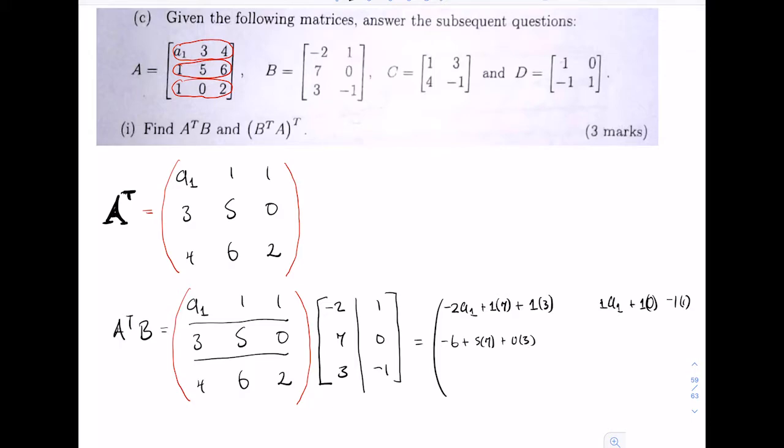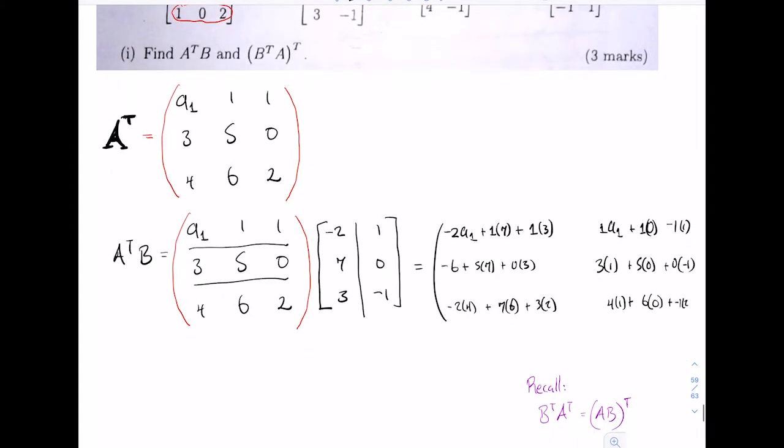Then we'll have 3 times 1 plus 5 times 0 plus 0 times negative 1. Then we have minus 2 times 4 plus 7 times 6 plus 3 times 2. And our last term will be 4 times 1 plus 6 times 0 plus negative 1 times 2. Okay?